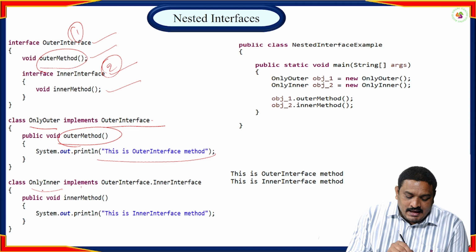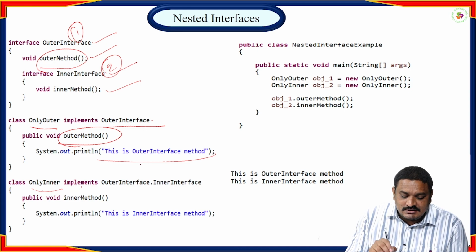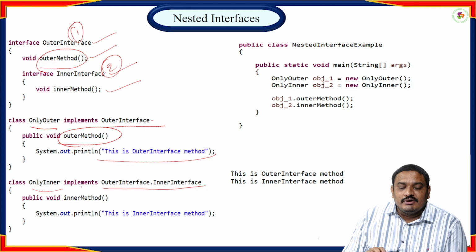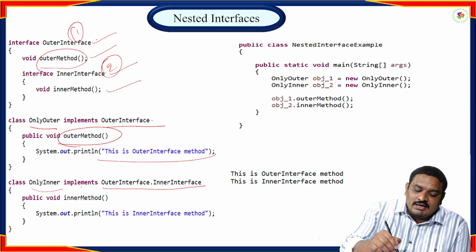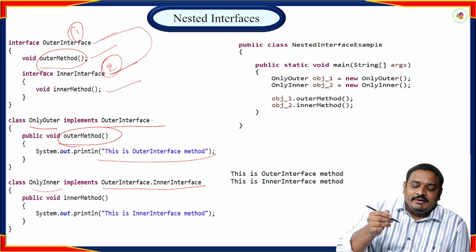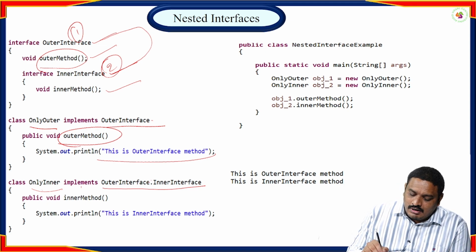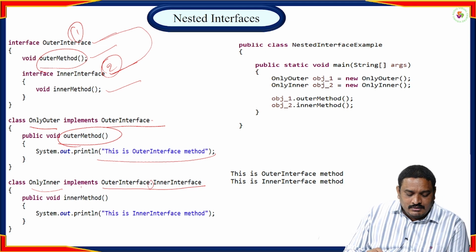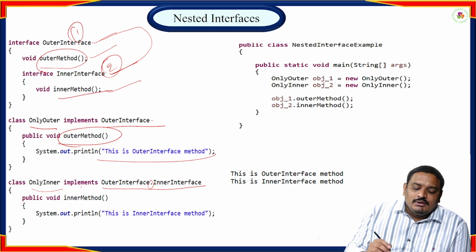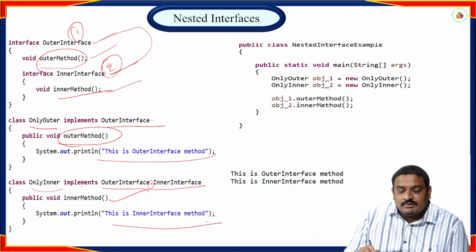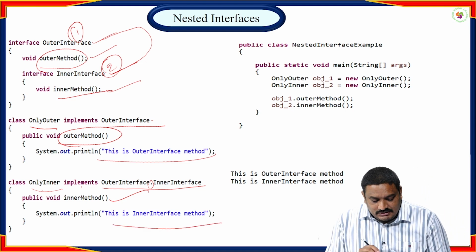One class can implement another interface, that is outer interface dot inner interface. The outer interface is followed by the inner interface, that's why we are giving the dot operator. In that inner interface, what is the method? The inner method structure. This is the method. This is one more implementation structure.